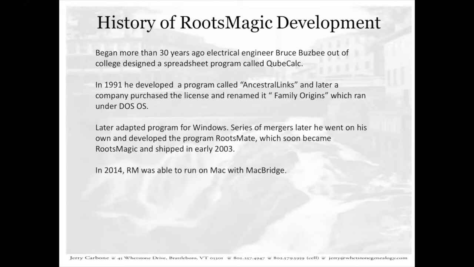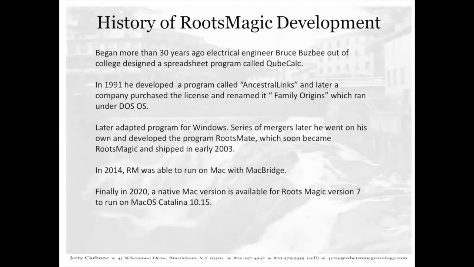And then in 2014, RootsMagic was able to run on a Mac with something called Mac Bridge. And you'll see this kind of funny dichotomy when we do the demonstration. You'll see it as a Mac, but you'll really feel, if you know Windows programming, that this is really made for Windows. And which is very nice now is that the company has finally developed a native Mac version, and it's available with Mac OS Catalina 10.15. I have not upgraded my machine to that, but I plan to very soon.